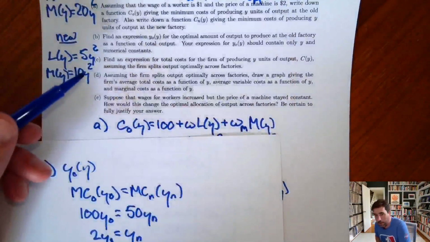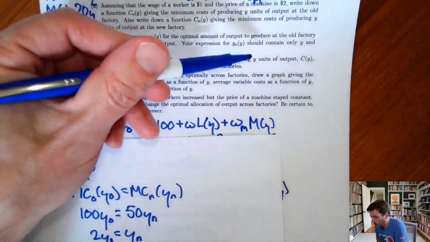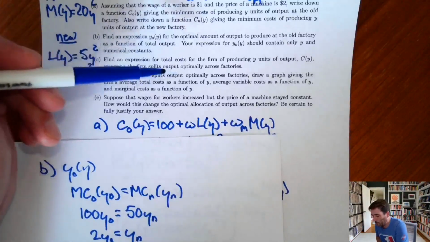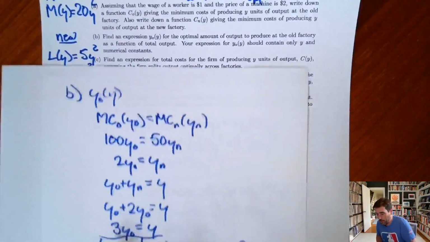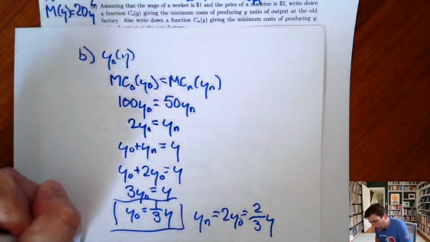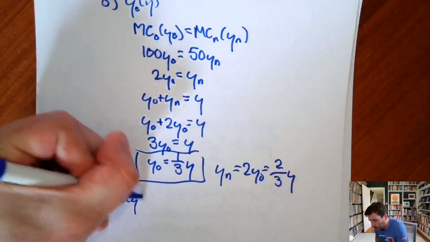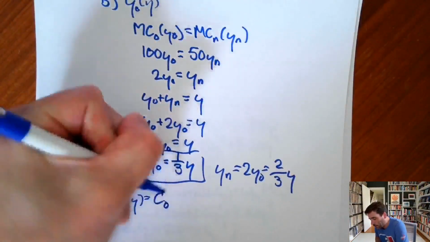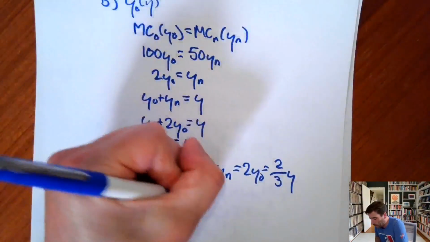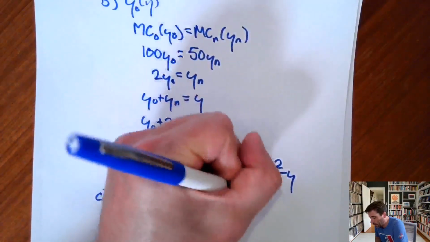Okay, part C now. Find an expression for total cost for the firm of producing y units of output, c(y), assuming the firm splits output optimally across factories. Okay, so what we had from part B was already our optimal split of output. So in part C, we're thinking about total costs. Those are going to be the costs at our old factory of producing 1/3 y, plus the cost at our new factory of producing 2/3 y.